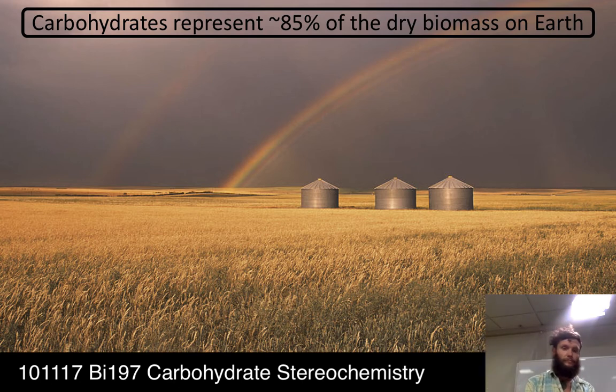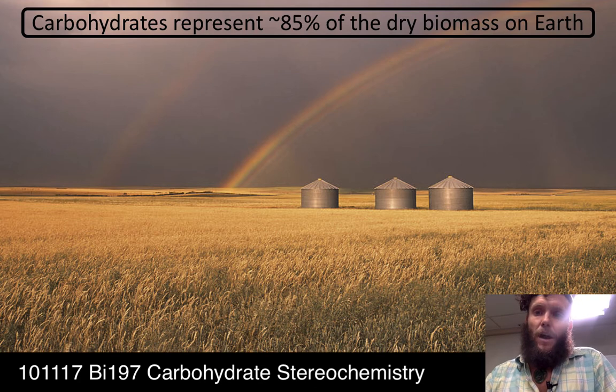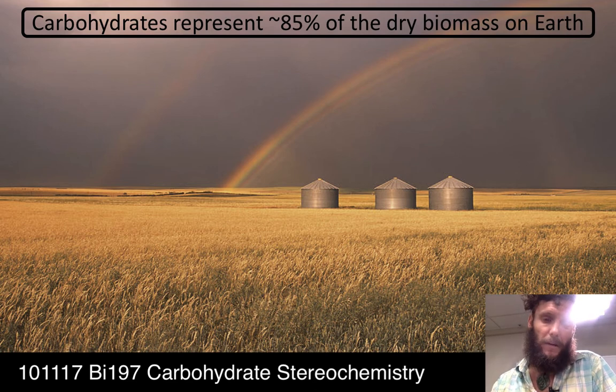However, despite that, most of the biomolecules on Earth are actually carbohydrates. So, it says 85% of the dry biomass on Earth. When you go walking in the woods or through a field of wheat, most of what you're looking at is carbohydrate of some form or another.